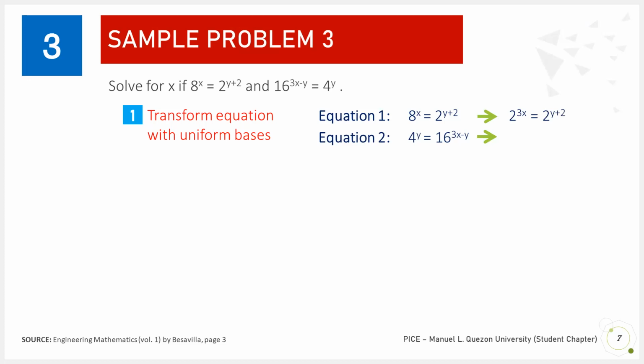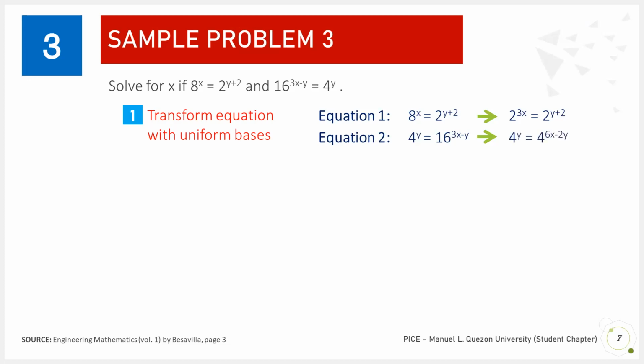So ang mangyayari, si 8 kasi is also equal to 2 raised to 3. So we simply transform 8 to 2 raised to 3, and meron tayong exponent na x. So yung 2 raised to 3 from the transformation of 8, madidistribute siya sa exponent na x. So magkakaroon tayo ng 2 raised to 3x. And then we simply copy the right side, which is 2 raised to the quantity y plus 2.